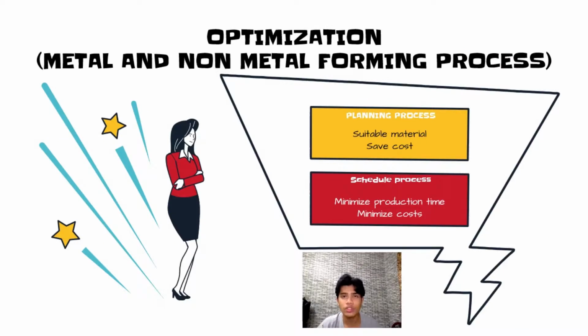Lastly, we are going to talk about the optimizations of the metal and non-metal forming processes. The first one is a planning process. This process is very important for us to select a suitable material in the manufacturing process. By doing a planning process, we have the advantage of saving costs.